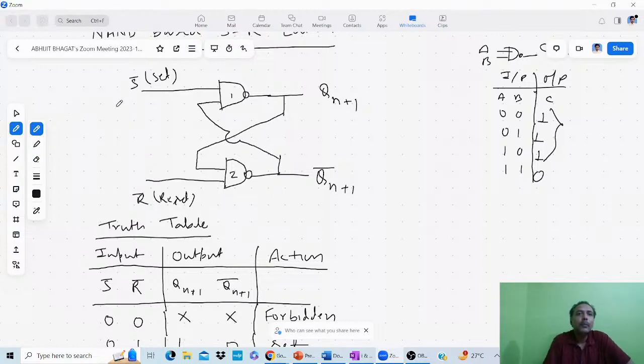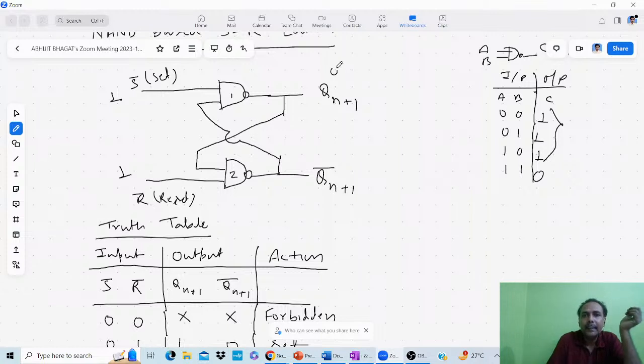Means your S is 1 and R is 1. Let us see what happens in this. Suppose initially this Q is 0 and Q bar is 1. What happens? Now this is 0, so for this gate one input is 0. So here the output is 1, because if any one input of the NAND gate is 0, you are getting 1 across the output.